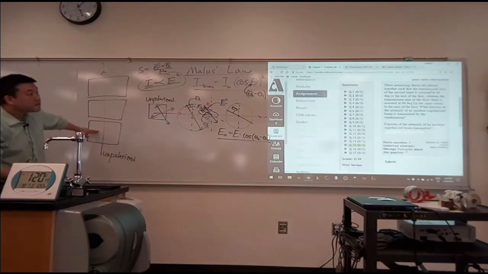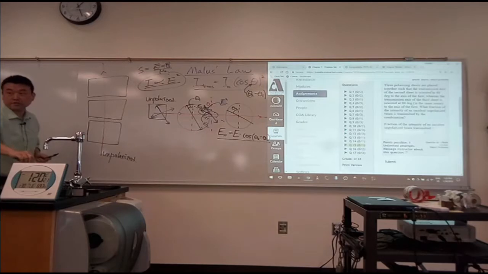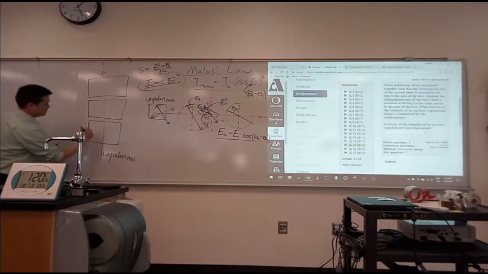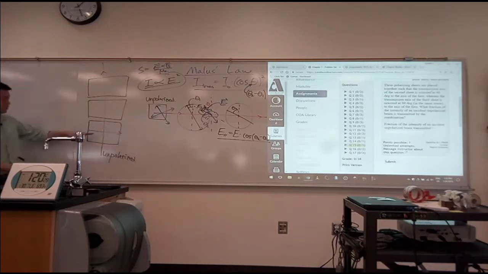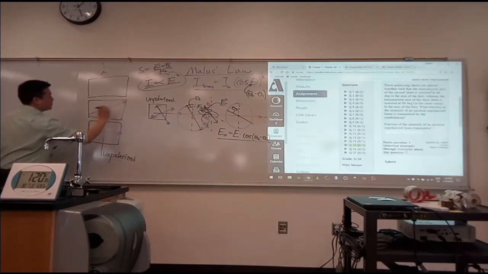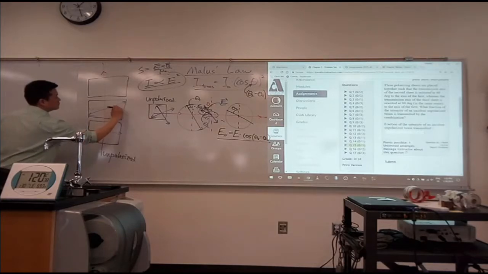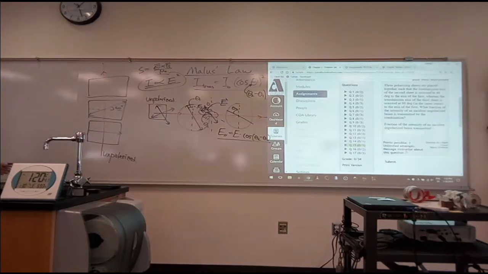And it says transmission. Okay, it doesn't tell me what direction the first one is, so I will just set a direction. So this is going to be the direction of the first polarizing sheet. So the second polarizing sheet will be at the angle of 40 degrees. And the third one, it's being compared to the first sheet, so that'll make it easier for me.